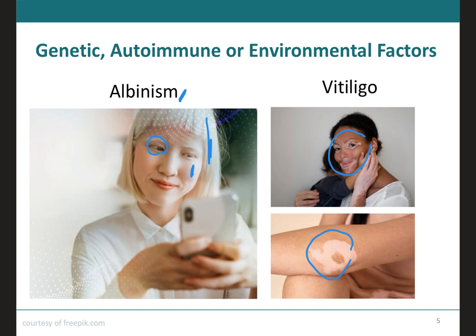So every time they think it's unknown, they usually blame genetics or environmental factors. But about 25 to 50% of people with vitiligo have a relative in their extended family with this disease, and about 6% have siblings with the disease, suggesting that there really is a genetic component.